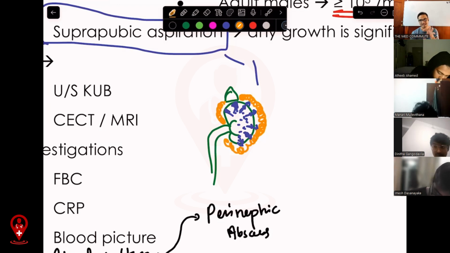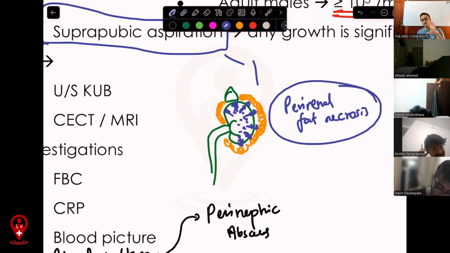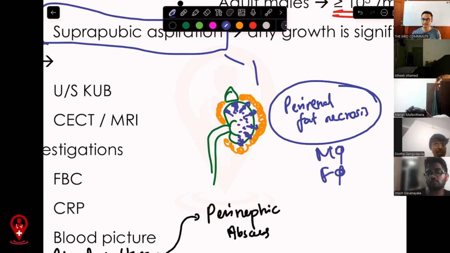Now what happens, guys, as these microorganisms start migrating towards this outer capsule, outer covering, and they come out of the kidney as well, they reach the perinephric fat and they like to eat up this fat. So there is going to be perirenal fat necrosis. You all know whenever in our body there's a necrosis going on, what happens? Our WBCs come, especially our macrophages, our fibroblasts, CD4 plus T cells, they like to come.